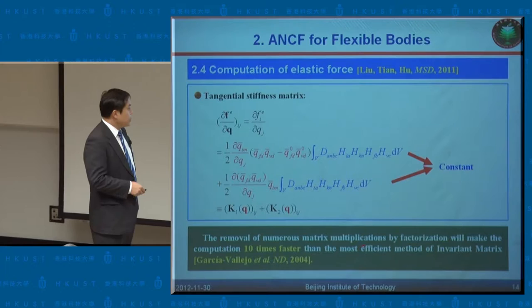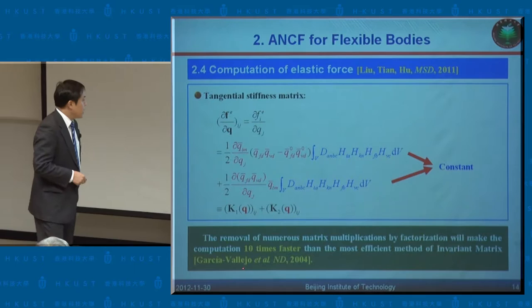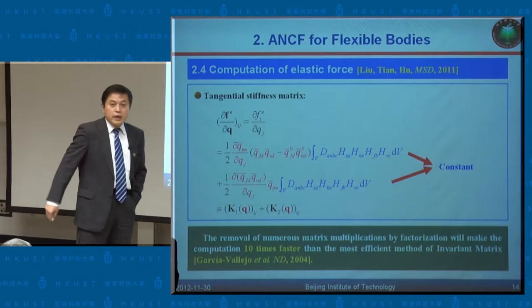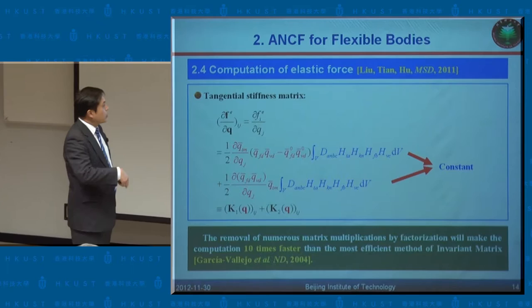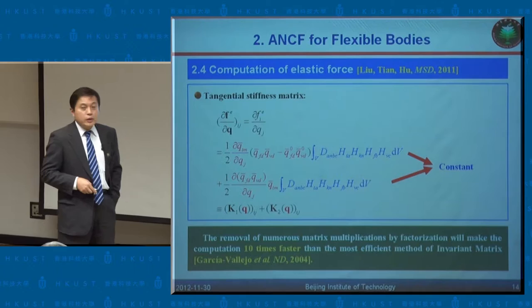The removal of the numerous matrix multiplication by factorization this way will make the computation at least 10 times faster than the most efficient method of invariant matrix, which was proposed 8 years ago. And this is a very important work, and then make the approach feasible to real application.